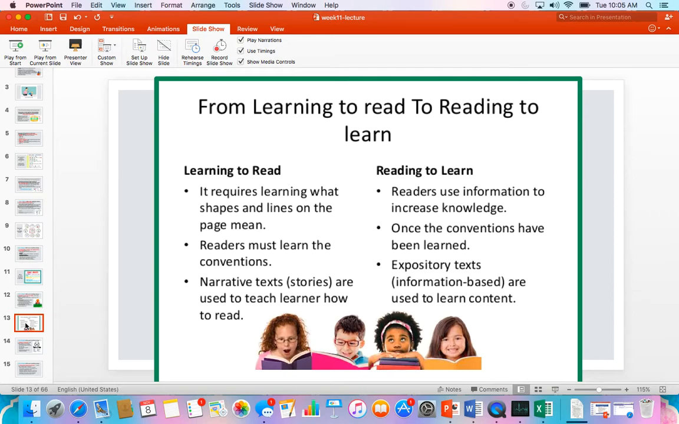Readers use information to increase knowledge. Once conventions have been learned, expository texts or information-based texts are used to learn content.